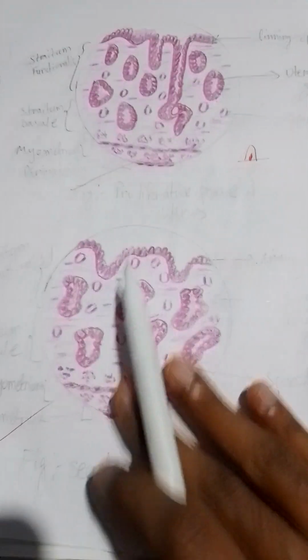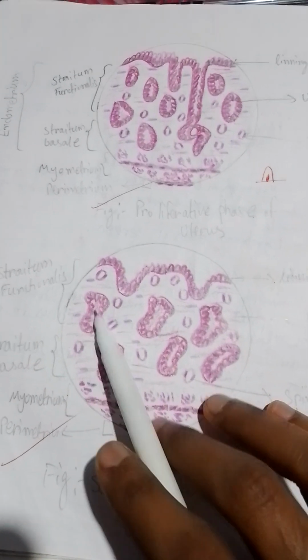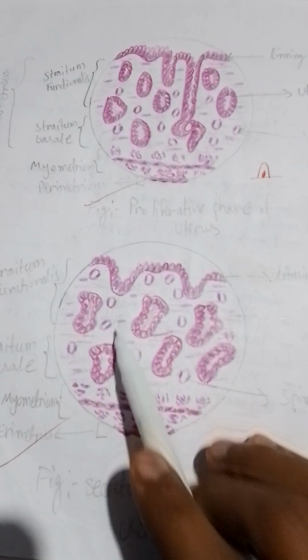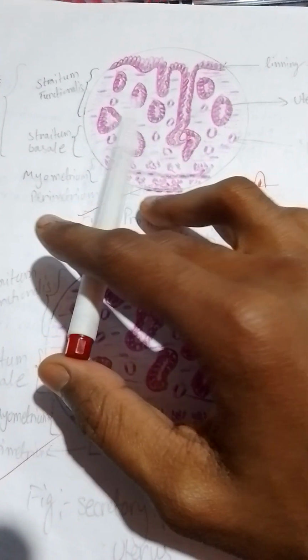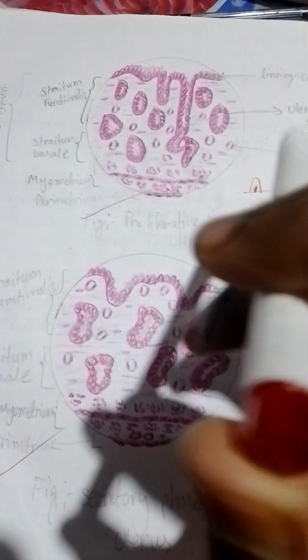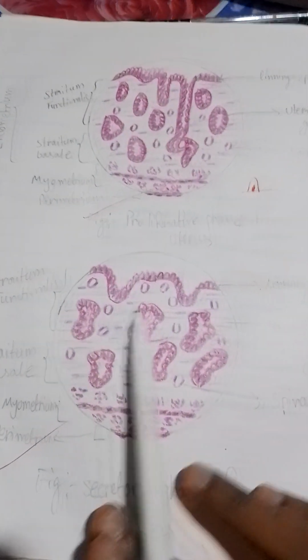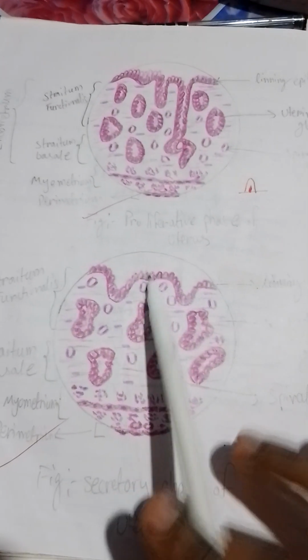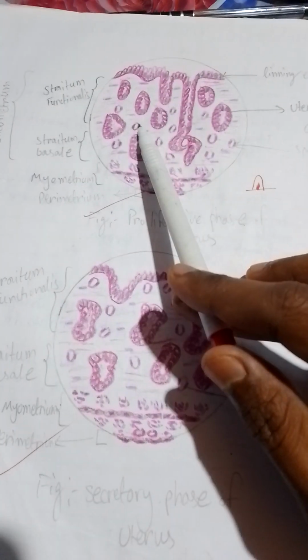And in the secretory phase, what happens? The uterine gland bulges, and many more arteries are present in the endometrium, while in the proliferative phase there is not so much vascularity. In the secretory phase there are many more arteries present. So these are the two diagrams of the uterus in two different phases, the proliferative phase and the secretory phase.